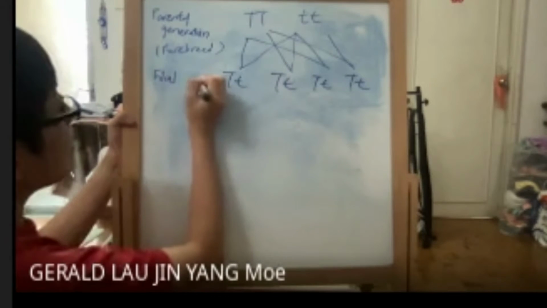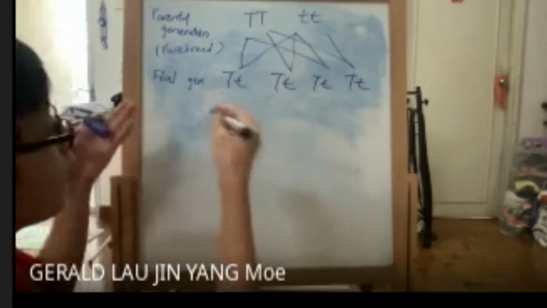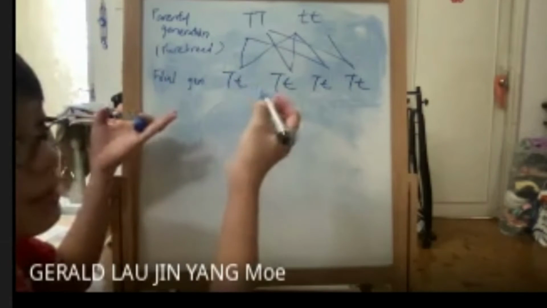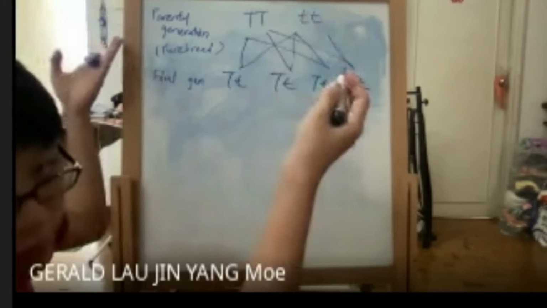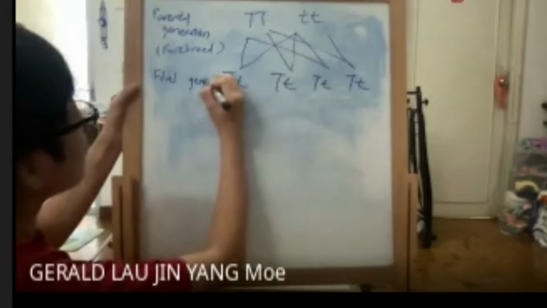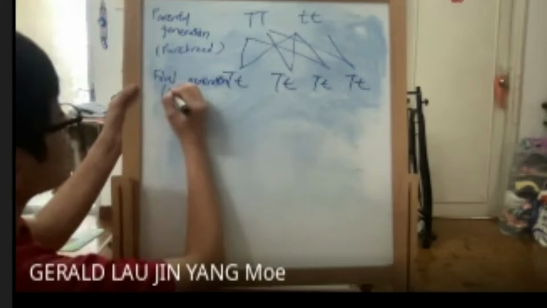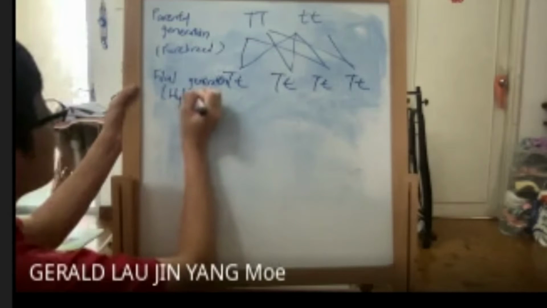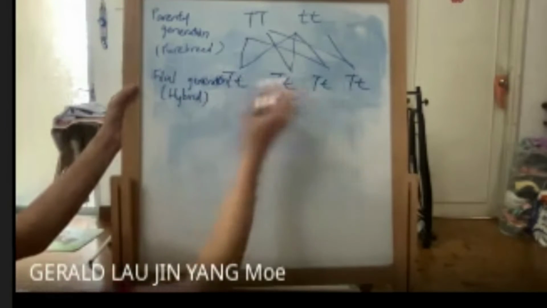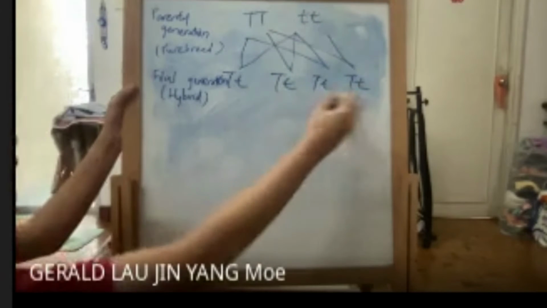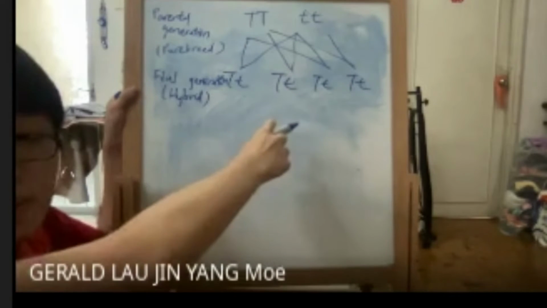You know, filial means what, right? Filial piety. Filial piety in Chinese is 孝顺. That means you respect your parents, all those. So filial generation is referring to the offspring, the child. So this will be hybrid already. You see all the different alleles mixed together after fertilization. Okay, understand or not?